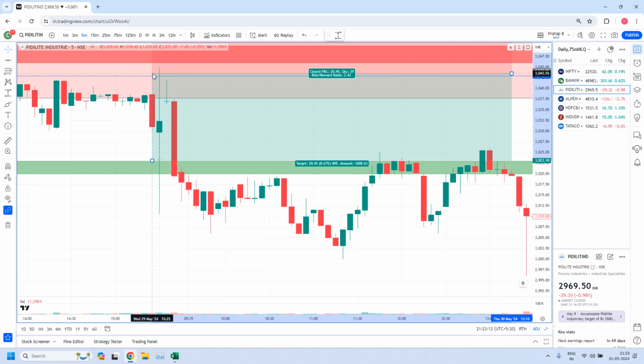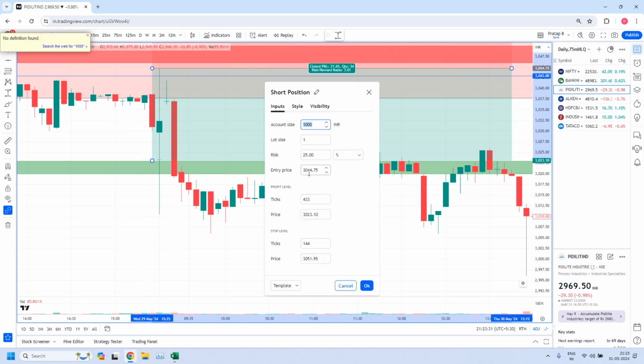2.43. Further move my entry up, now I am achieving 2.5 RR. Further move up, I am achieving 2.85. Further move up, 2.93. Further move up slightly, 3.01 I am achieving. And what is my entry here? 3044.75. If my price reaches this level, then only I take the trade. Otherwise, I don't take the trade because I am not getting 1:3 RR.